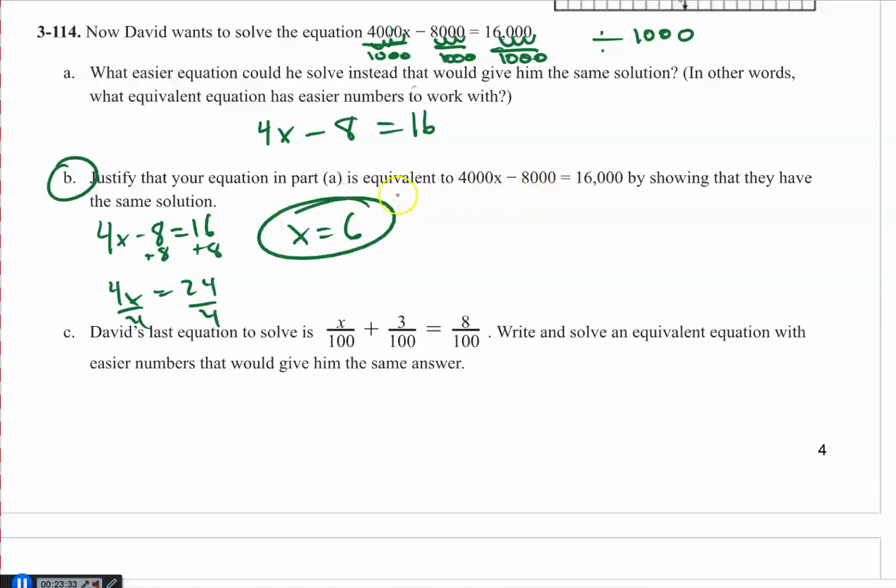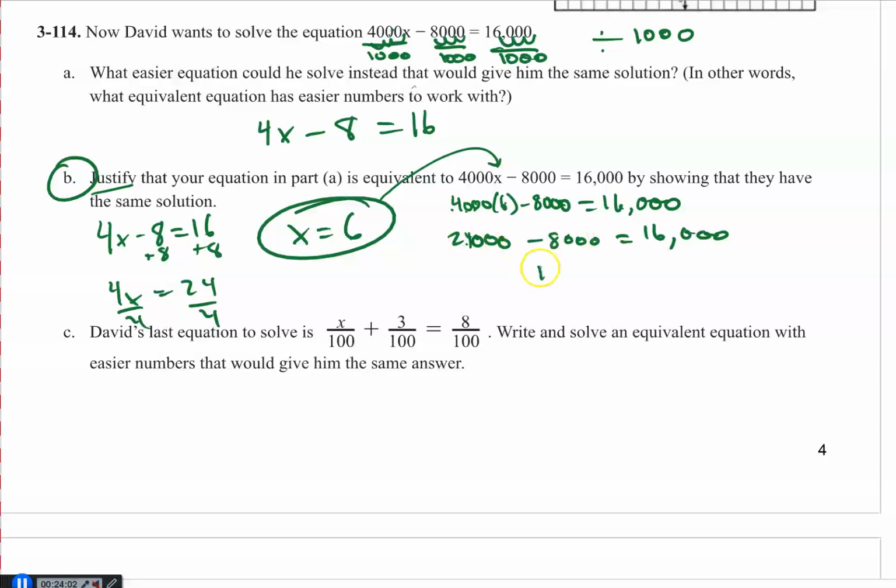Okay, now if we take that 6 and plug it in here, let's see what happens. Okay, so replace x with 6, and we're trying to justify this thing. 4,000 times 6, you can use a calculator, or just realize that 6 times 4 is 24, and we'll put 3 zeros at the end of it. And yeah, in fact, 24,000 minus 8,000 is 16,000. So it's the same solution.